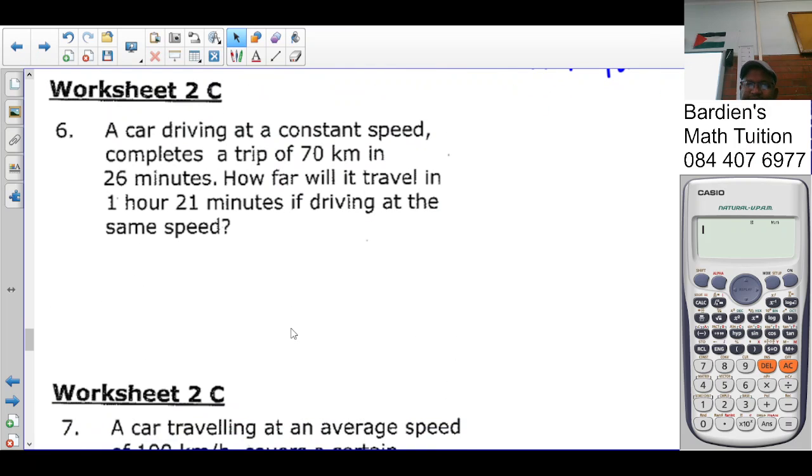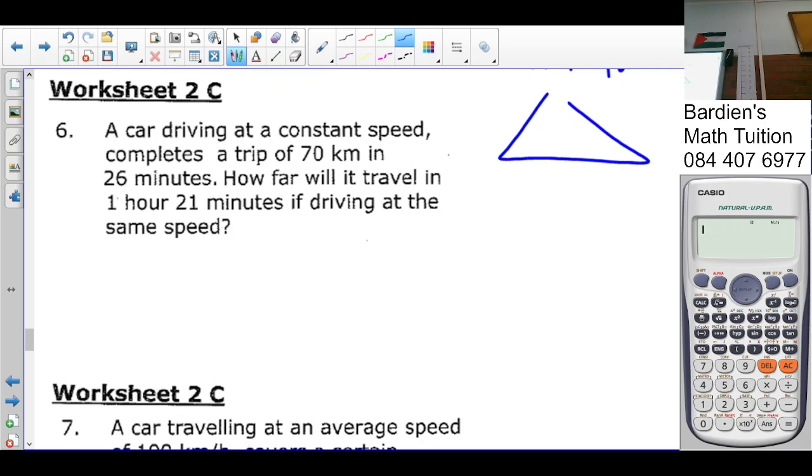So we are told that a car driving at a constant speed completes a trip of 70 kilometers in 26 minutes. How far will the car travel in 1 hour and 21 minutes if they're driving at the same speed? So speed, distance, time follows the triangle, DST. With the first part of the information, we're going to calculate at what speed they travel. Can you see that?